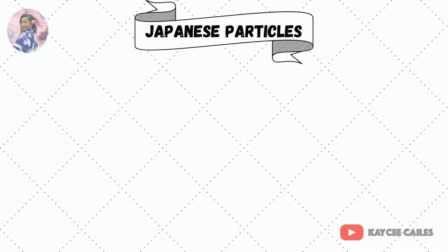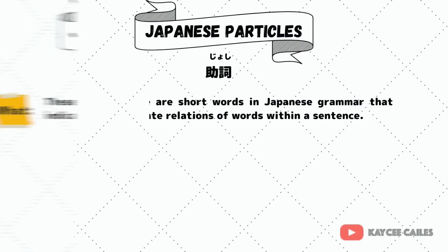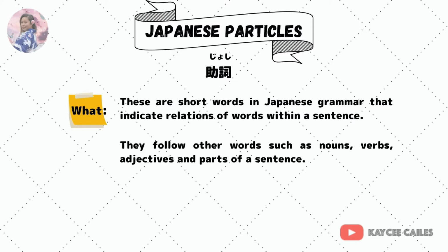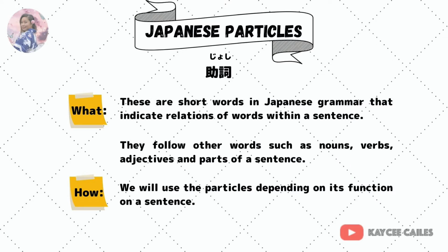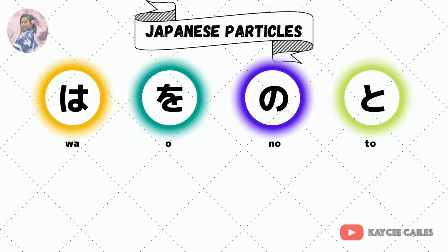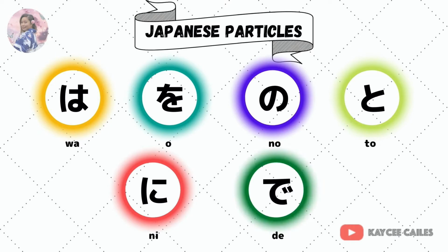What is Japanese particles? The word for particle in Japanese is joshi. These are short words in Japanese grammar that indicate the relation of words within a sentence. They also follow other words such as nouns, verbs, adjectives, and parts of a sentence. How do we use particles? We will use the particle depending on its function in a sentence. In this lesson, we will learn particles wa, o, no, to, ni, and de.